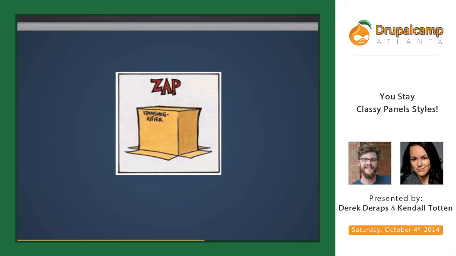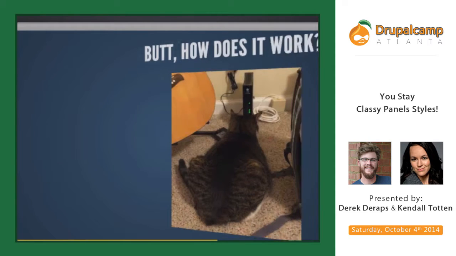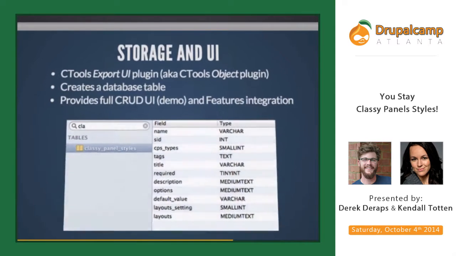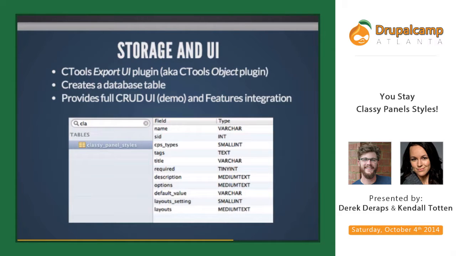Okay, so now I want to talk about a little bit of the technical side, the kind of magic that powers a lot of this functionality. And that's Kendall's cat. So we're using CTools Export UI, which is a plugin for the Chaos tools, and it provides basic CRUD access. So it's going to be very familiar to anyone who uses panel pages, who uses views, your standard export, import, overridden state.